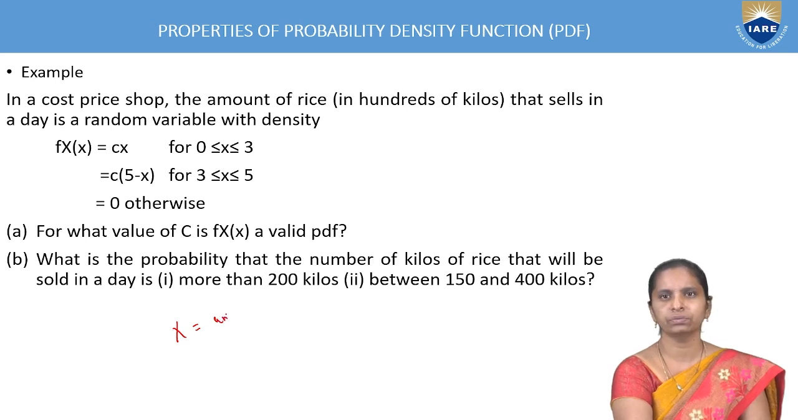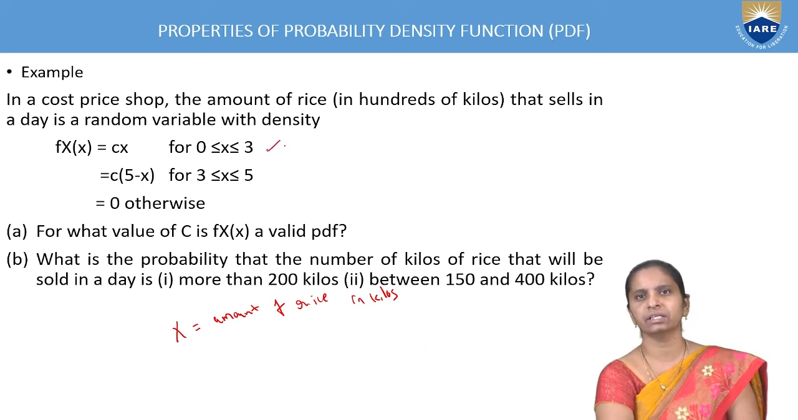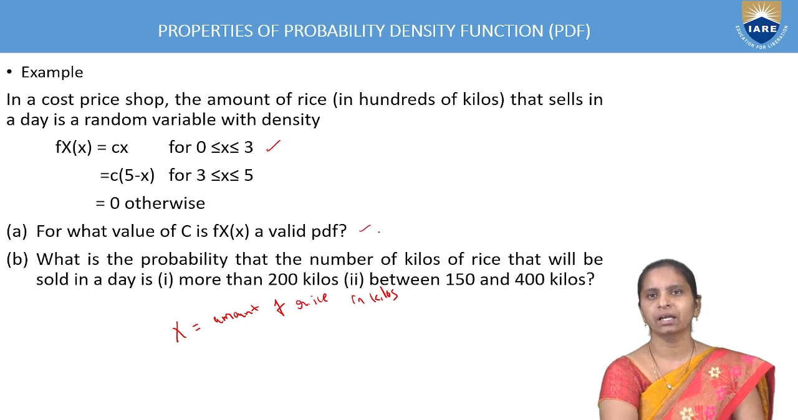So, x is the amount of rice in kilos that is sold in a day. For that x they have given the density function. What you have to calculate is, for what value of c f(x) is valid. And the second problem is, what is the probability that the number of kilos of rice that will be sold is, first, more than 200 kilos, and second, between 150 and 400 kilos.